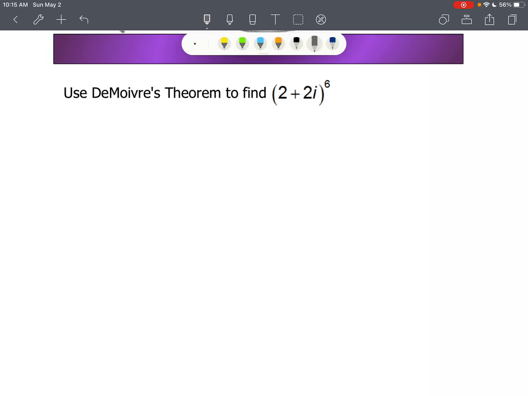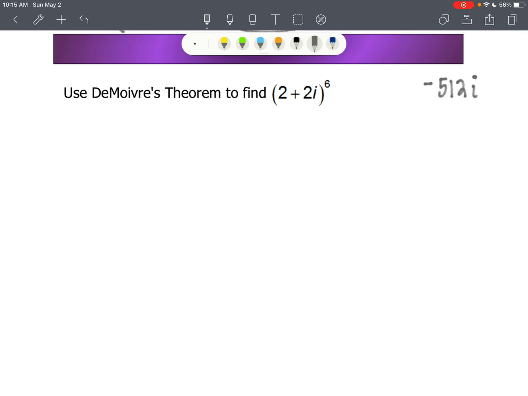So perhaps you saw this problem in a previous video and you tried to work it out and you want to see if you have the right answer. The right answer is going to be negative 512, negative 512i. I'm going to show you how we got that.